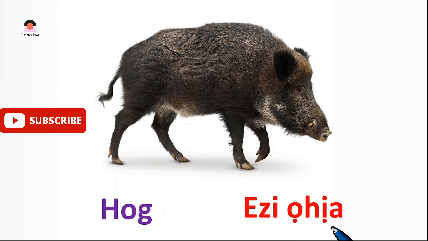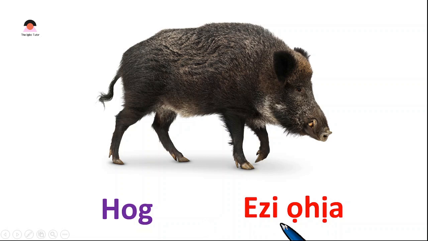Next is Hog. Hog is called Eziohia in Igbo language. Ezi means pig. Ohia means bush. Just like saying bush pig. Eziohia. That is hog for you.